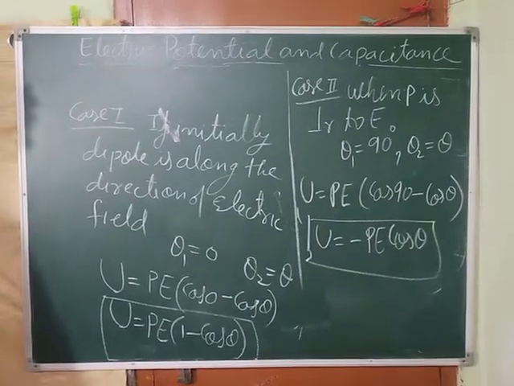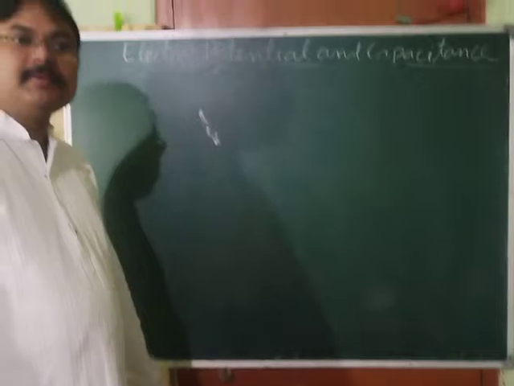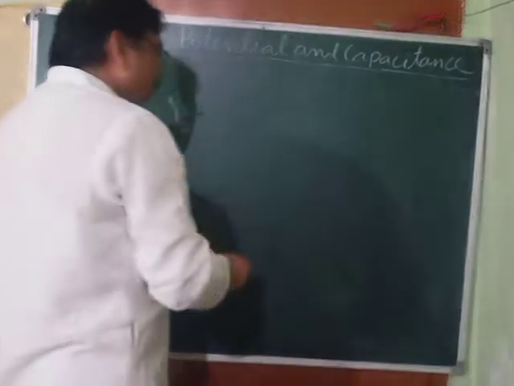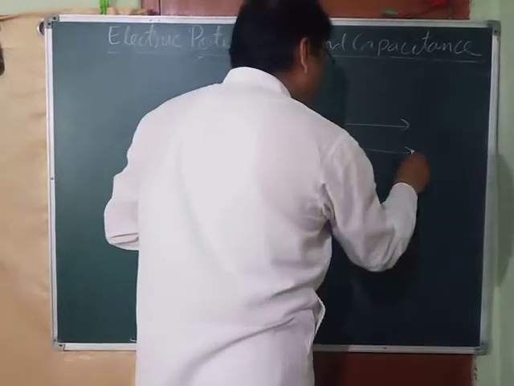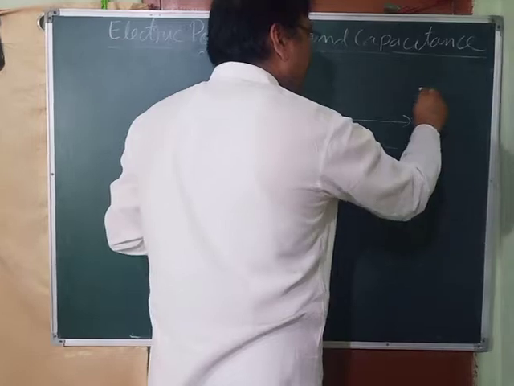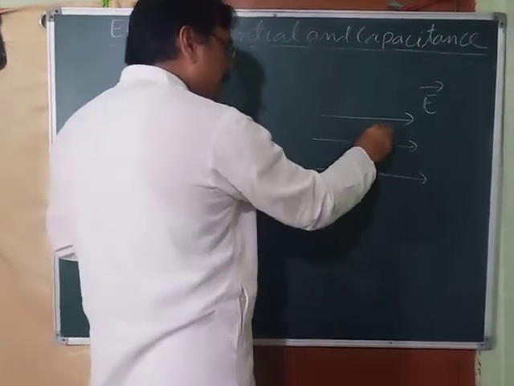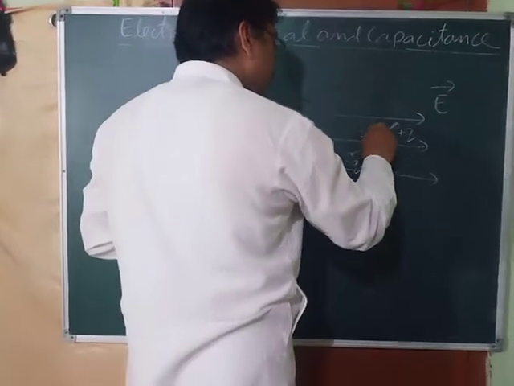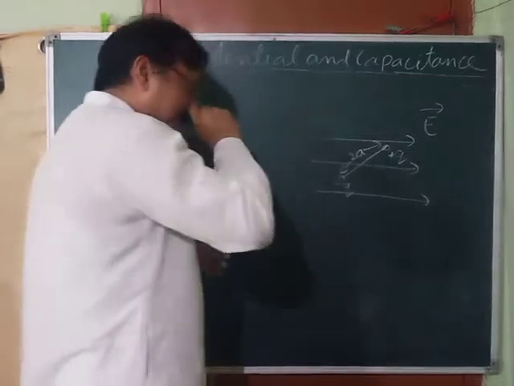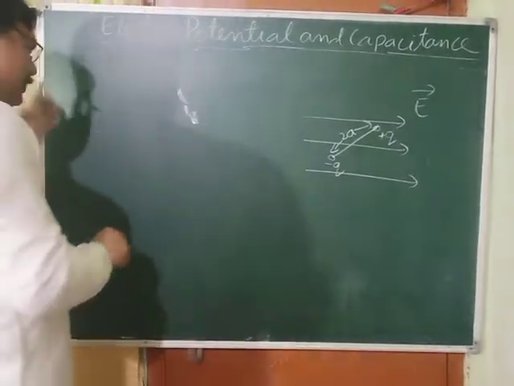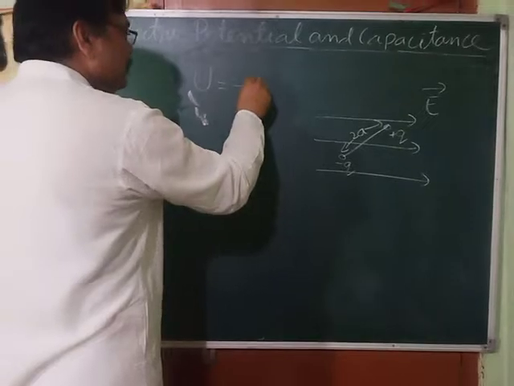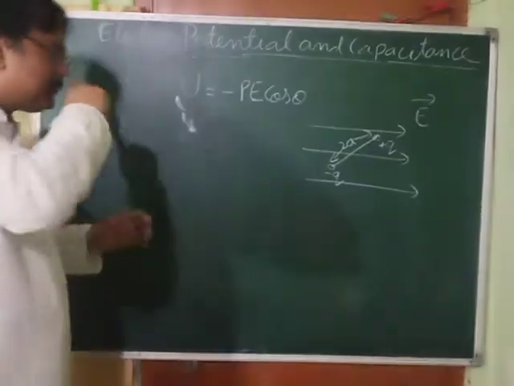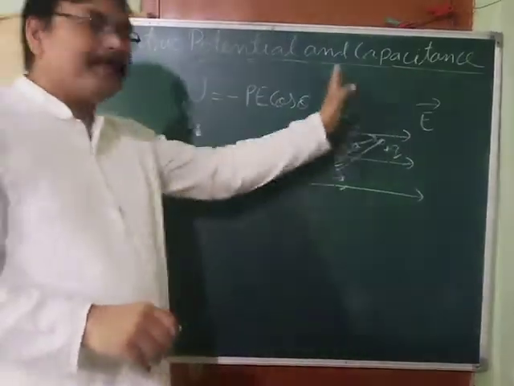Now see, this is the uniform electric field. And here is the dipole. This is the negative charge, this is the positive charge, and this distance is 2a from here to here. We have got the expression for potential energy, suppose, minus PE cos theta, when the dipole is initially perpendicular, that case we are taking.